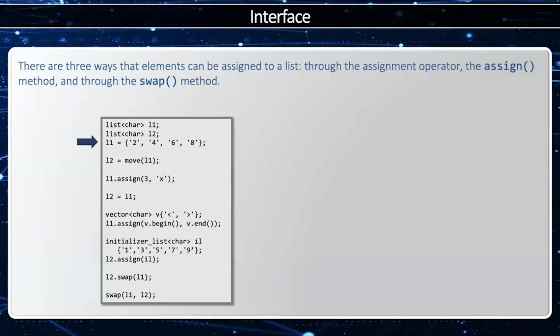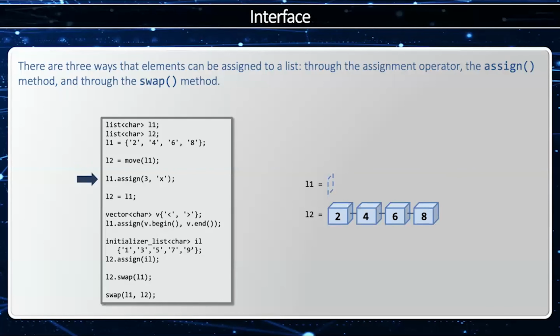We're going to start with two lists, list 1 and list 2, and I'm going to assign 2, 4, 6, 8 into list 1. This is going to use the assignment operator with the initialization list on the right-hand side. So now list 1 is going to have 2, 4, 6, 8, and list 2 will be empty. Now I'm going to move the contents of list 1 into list 2. Notice how list 1 is now empty, but list 2 assumes the value 2, 4, 6, and 8.